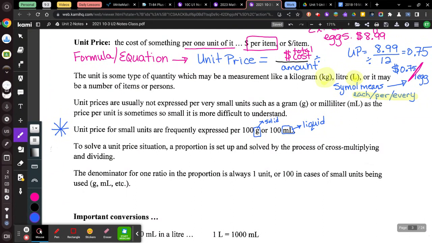Okay, G for grams, kilograms, anything that's grams is going to be something solid. So all of our measurements are always going to be kilogram or liter. But if it says milliliter or grams, we need to put the number 100. And then we cross multiply. This becomes a two-fraction, cross multiply and divide situation.